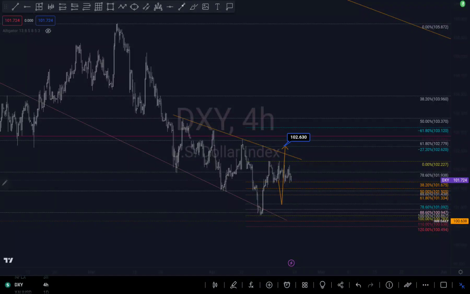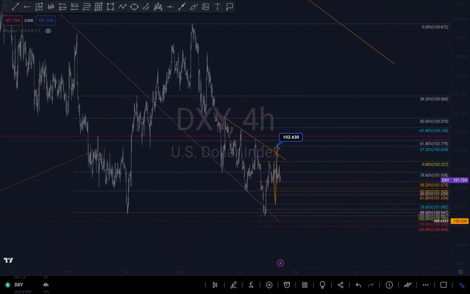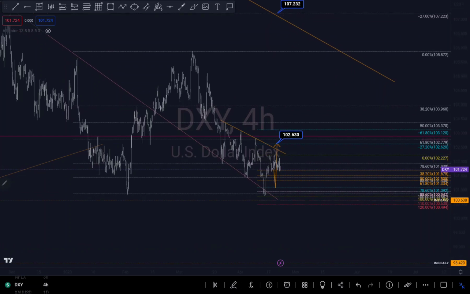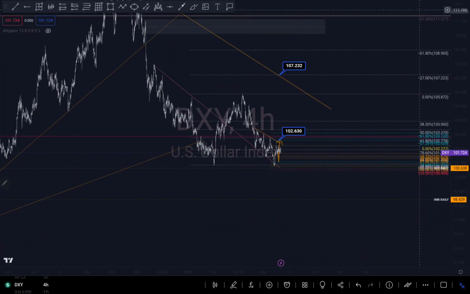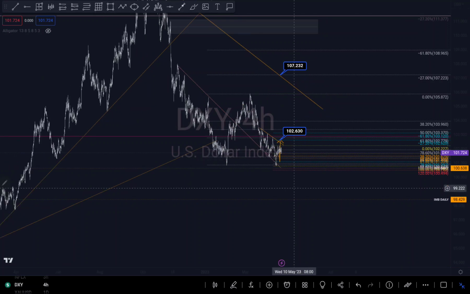So this is my analysis on DXY. If you watched my previous analysis on DXY, I said I'm predicting DXY to the upside around this level because we can see there is an impulse, a correction of the descending channel, and a possible move to the upside. That's what I'm seeing right here.